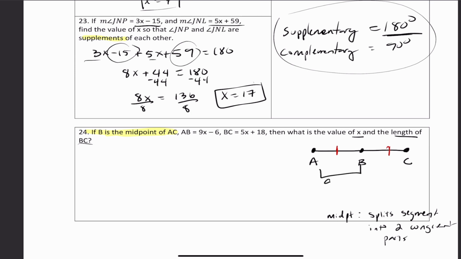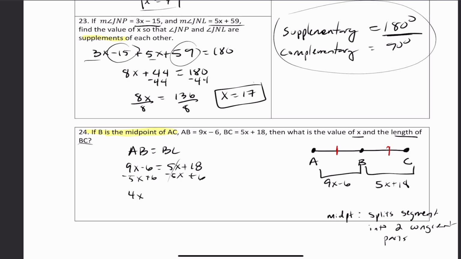So AB is 9x minus 6, and BC is 5x plus 18, and both of them are congruent, right? In the language of geometry, segment AB is congruent to segment BC, but in the language of algebra, AB is equal to BC. That means I just equal them to each other. So let's write that. AB is equal to BC. 9x minus 6 equals 5x plus 18, minus the 5x. Add 6, add 6. What do I get? Well, that'll go away. That's 4x equals, what is that, 24? 4x is equal to 24? Yep.